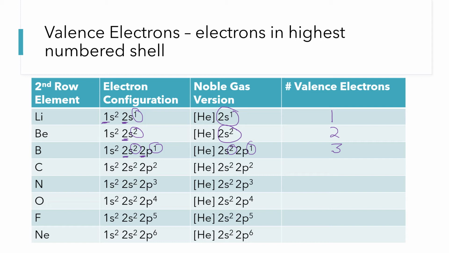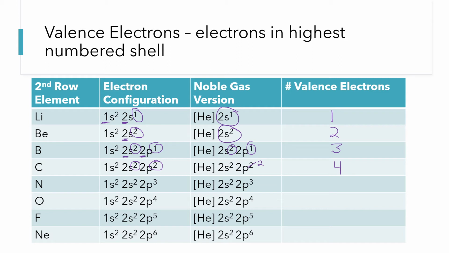If you look at all of the rest of the elements in this table, they all have electrons in the first shell and in the second shell. So for the valence shell, we're going to look just at the second shell. And so for carbon, we have 2 in the s subshell and 2 in the p. So 2 plus 2 gives us 4. There's a typo here. This should be 2p2 for carbon.